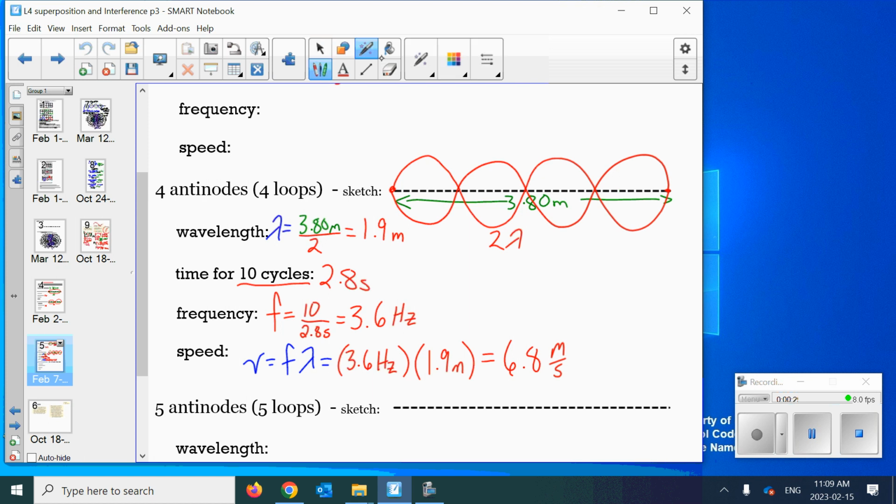The whole idea here is that if this spring was 3.8 meters long, and we created something with 4 antinodes, I call them loops though too, because people think of them as one loop, 2 loops, 3, 4, right? Now, that's 2 full wavelengths, so we knew that's how we found our wave, right? And then we timed this for 10 cycles as best we could. It was pretty fast. And we figured out the frequency, right? And then we used this formula, v equals f lambda. We found out the velocity, the other frequency.